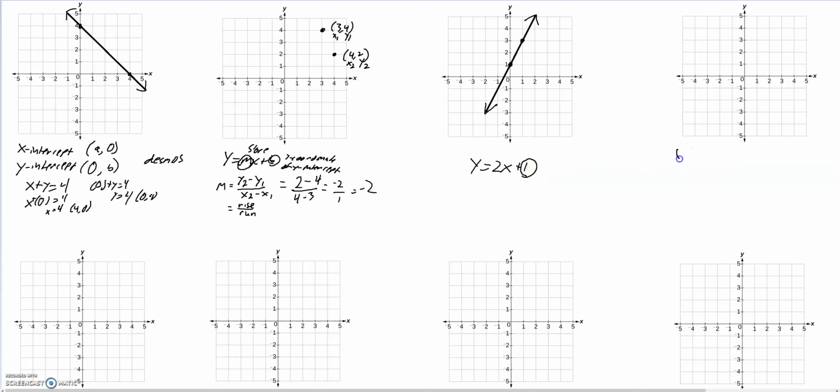Let's say y equals 3/4 x minus 5. Okay? We start at the y-intercept. In this case, 0, negative 5. Boom. Place my y-intercept. Now my slope is 3/4. That means my rise is 3. 1, 2, 3. My run is 4. 1, 2, 3, 4. There we go.